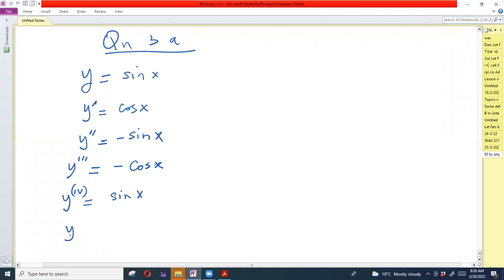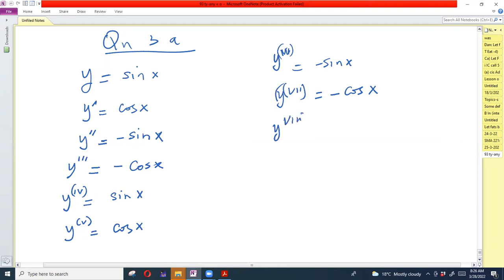And then when you go to the fifth derivative, now you get cosine of x. If you go to the sixth derivative, negative sine. And the seventh derivative, you get negative cos. The eighth derivative, you get sine of x.